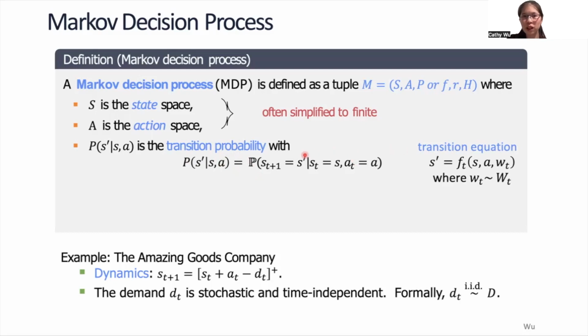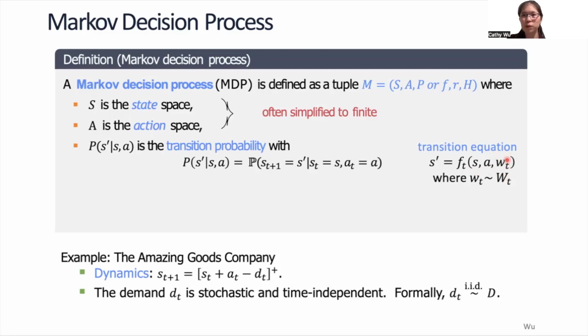There are two forms to write this. They're equivalent, and sometimes the problem will be easier to specify in one or the other, which is why I'm including both of them. So sometimes it'll be easier to write down the probability of the next state given the current state and the action. Sometimes it'll be easier to write down directly what the next state will be given the current state and action and some random variable that specifies some randomness in the system.